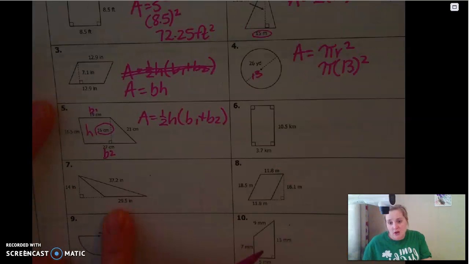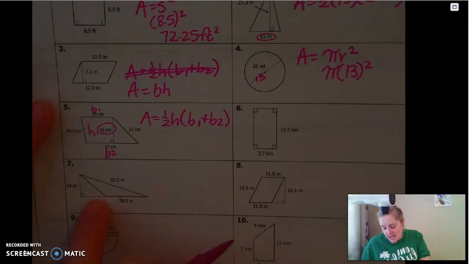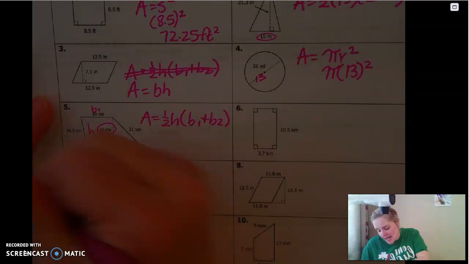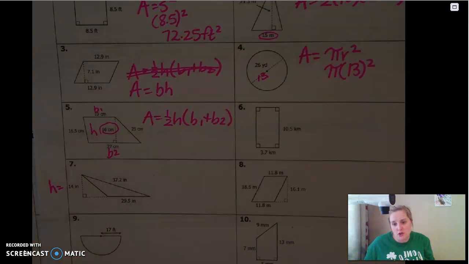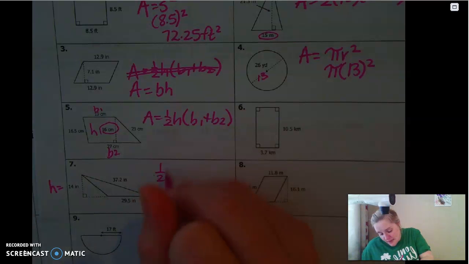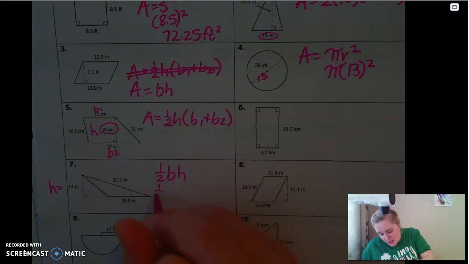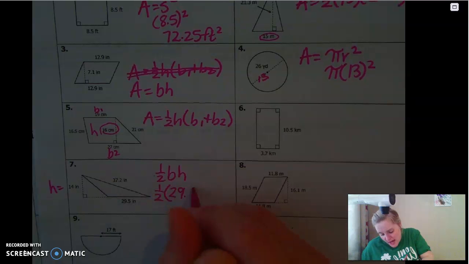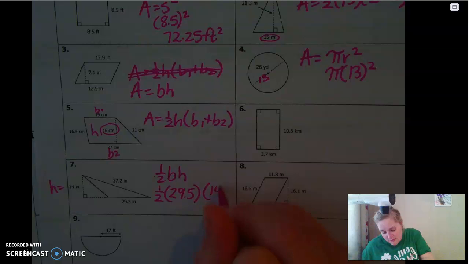This is a triangle. You can see that these dashed lines here, that's going to represent the height. It's not actually part of your triangle. It's just representing the height. So then you would do your base and your height. Your base of this one is going to be 29.5. Your height is going to be 14.